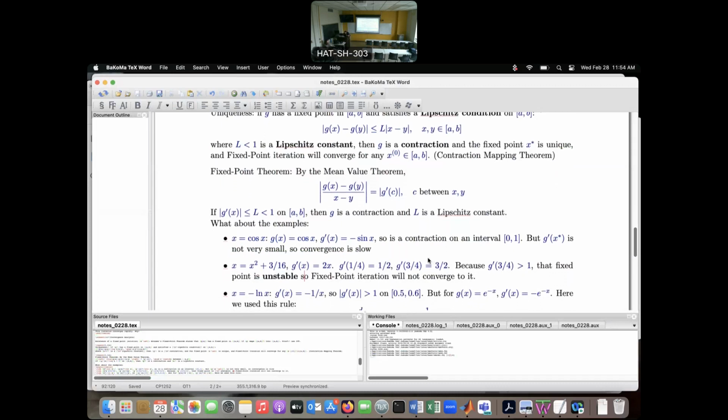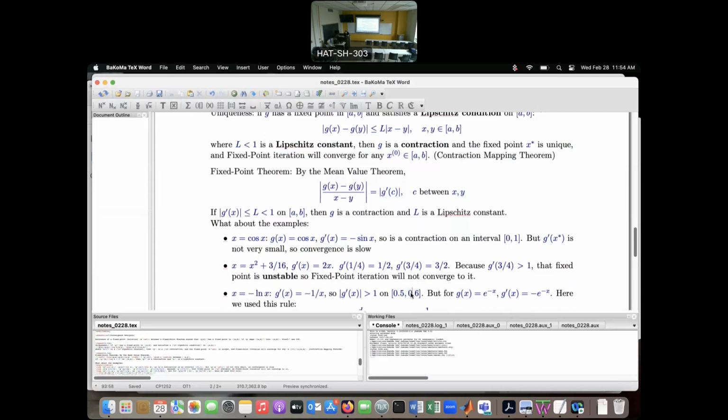Third example. So x equals minus natural log of x. So g prime is equal to -1/x. And we're on the interval from 0.5 to 0.6. But if we plug x values from here into this derivative, we're going to get derivative values that are greater than 1 in absolute value. So the exact solution is an unstable fixed point for this g.